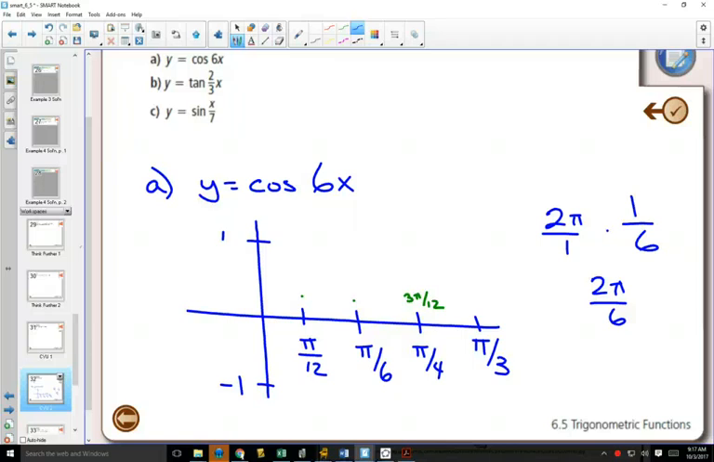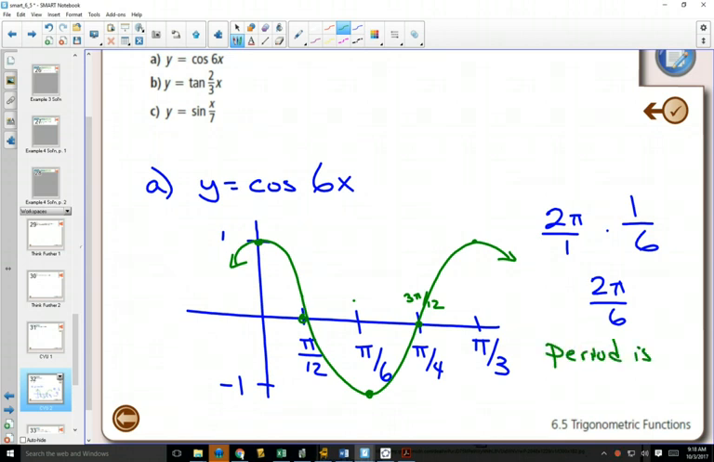So now if we were to graph this, this is a cos graph. Where does cos start? At a maximum. So you start at your maximum, and then at each of your 4 sections, it goes maximum to middle to minimum to middle to maximum. And we have our graph. And off to the side here, we can now say the period is 2 pi over 6 or pi over 3.